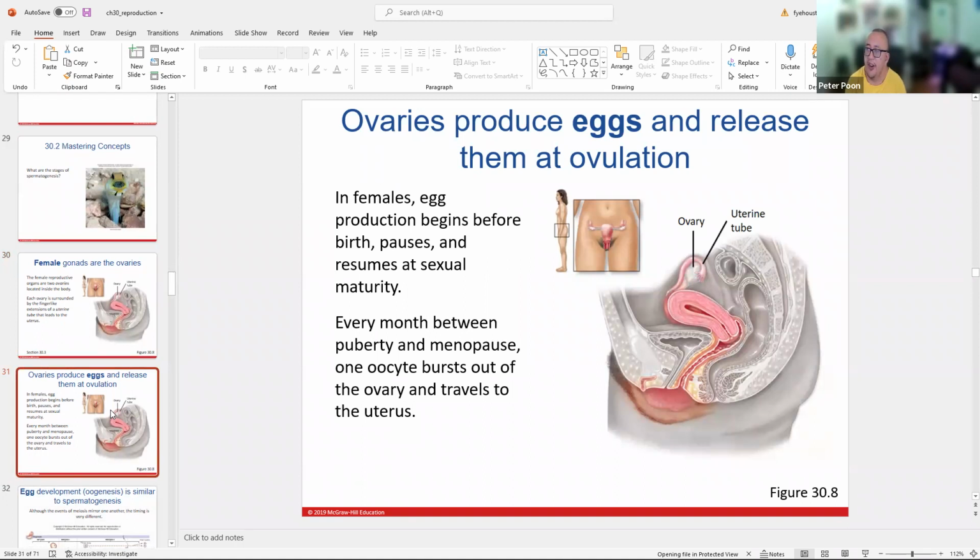Ovaries produce eggs and release them by ovulation. In females, egg production begins before birth. It pauses before birth and resumes at sexual maturity. Every month between puberty and menopause, approximately one, sometimes two, sometimes zero oocytes burst out of the ovary and travel to the uterus.